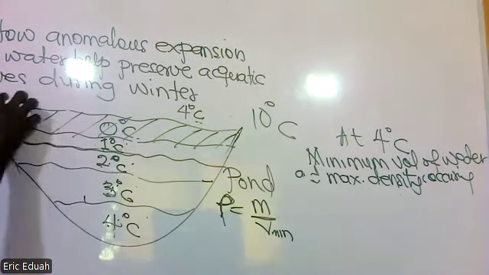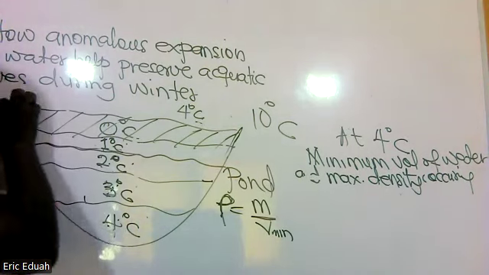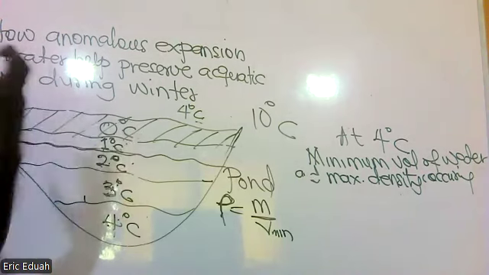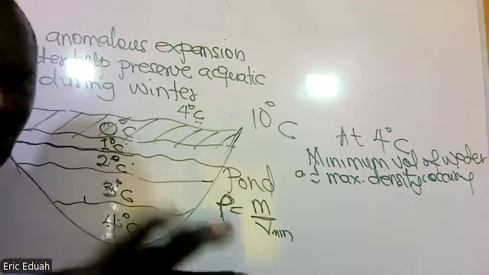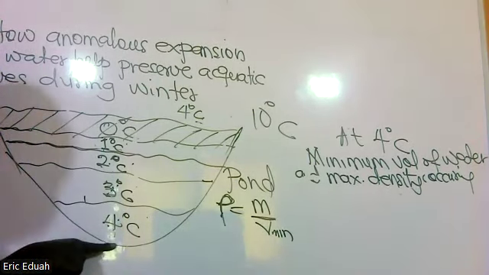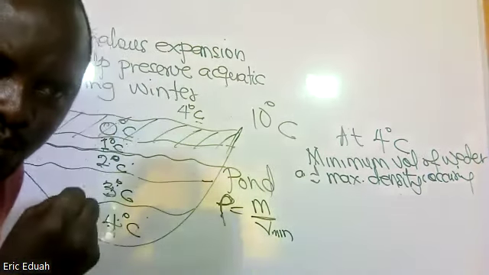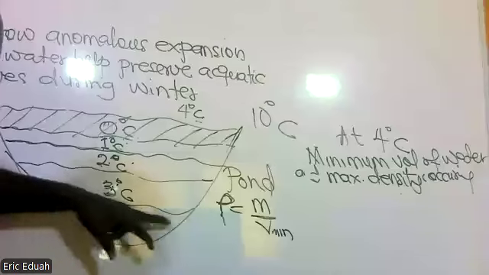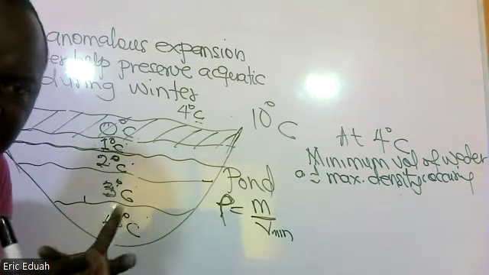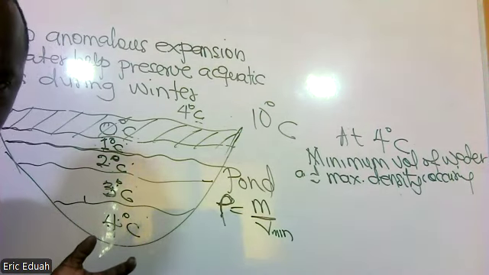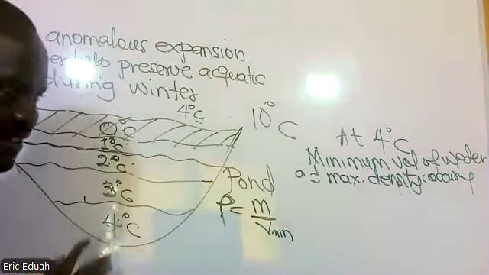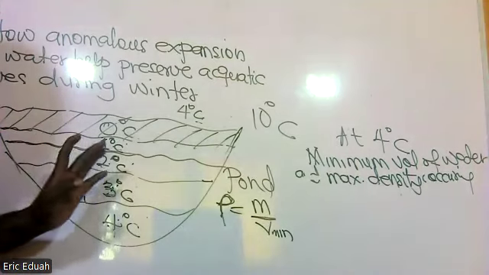By then, we have solid ice on the surface. If fishes are here, they will be killed by the cold. So they will rather run to the bottom of the pond, where the temperature is at 4, which will warm them up. So they will be hiding here till the summer or whatever season begins to come. So this is how the anomalous expansion of water preserves aquatic lives during winter.